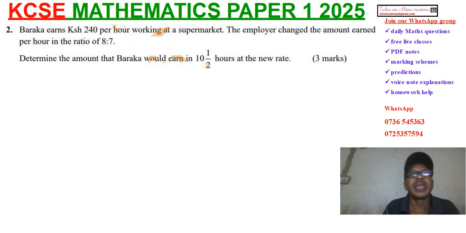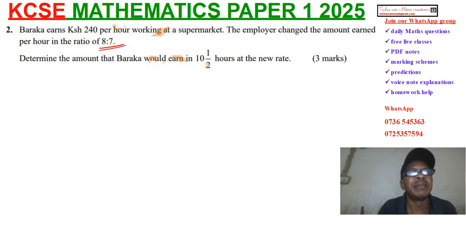So this is question number 2, KCSE Mathematics Paper 1, 2025. We are told Baraka earns 240 Kenya shillings per hour working at a supermarket. The employer changed the amount earned per hour in the ratio 8:7. Determine the amount that Baraka would earn in 10.5 hours at the new rate. So this question is from ratio.